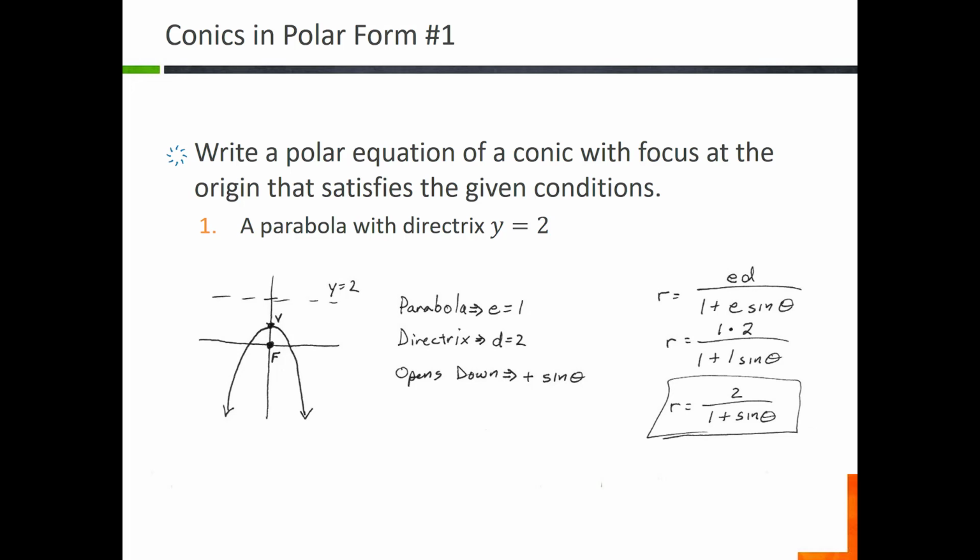So again, if we remember our equation, it's r equals the eccentricity times the directrix divided by, in this case, 1 plus the eccentricity times the sine of theta. So we just need to put stuff in. We put a 1 for E in the numerator and in the denominator, and then D is a 2. And so our final result is r equals 2 divided by 1 plus the sine of theta.